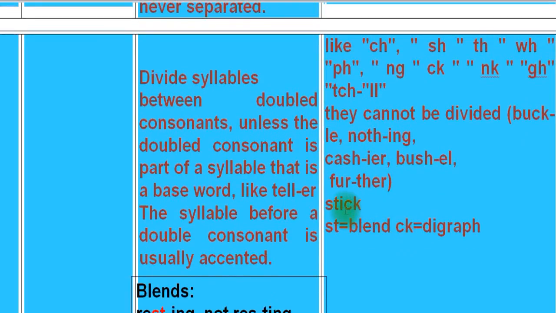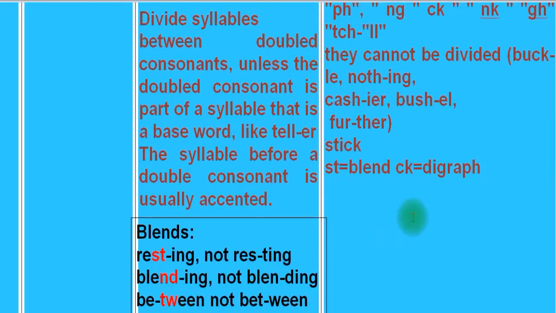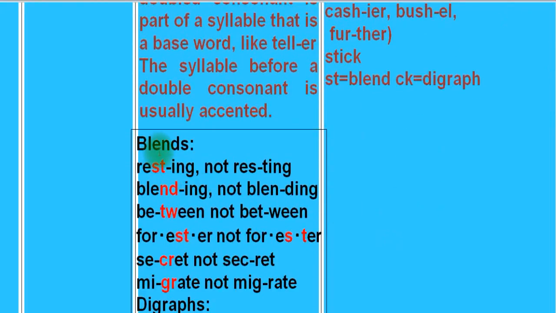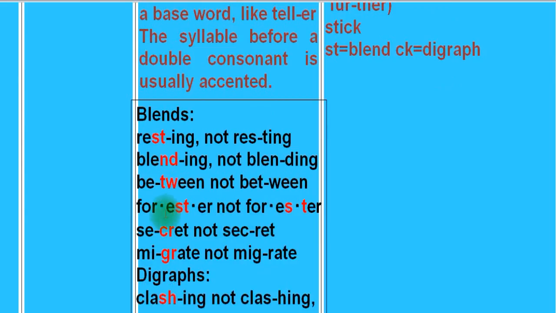Here we have a word that has two types. It has the plains and digraphs. Stick: st is plain, ck is digraph. For example, for plains: resting, not res-ting. Blending, not blen-ding. Between, not be-tween. And first, not fir-st.